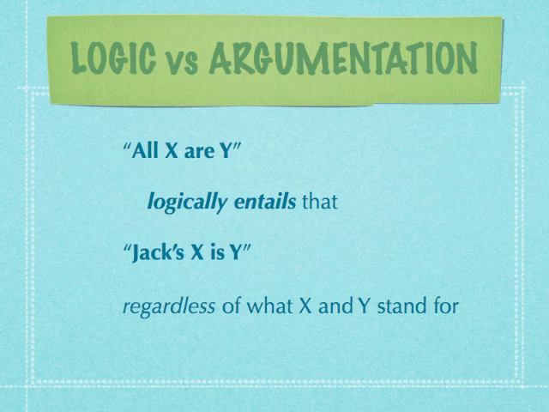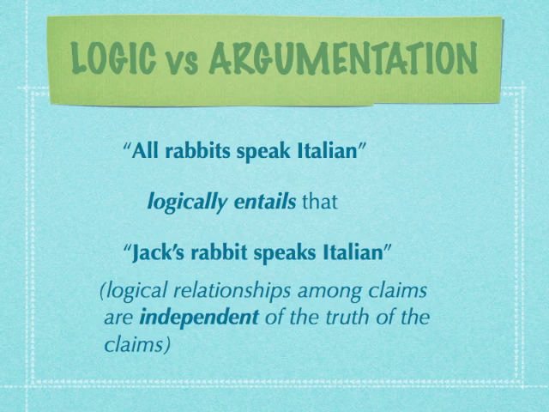Logical relations hold even when the claims involved are false. If I believed that all rabbits speak Italian, and if Jack said he owned a rabbit, then I'd be committed to the belief that Jack's rabbit spoke Italian. And if I denied it, I'd still be contradicting myself. Now, these examples show that logical properties are really formal properties. And when we're doing logical analysis of an argument, all we're doing is investigating the formal or structural properties of the relationship between the premises and the conclusion. We're not interested in the content of what's being asserted, or whether the claims involved are even true or not.